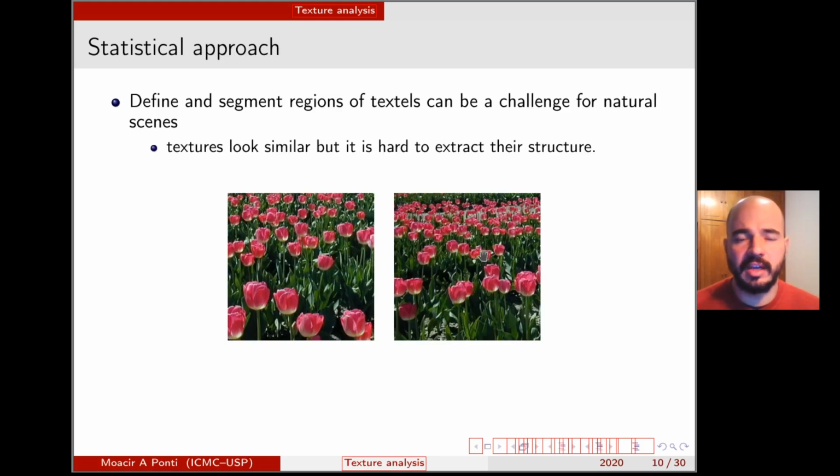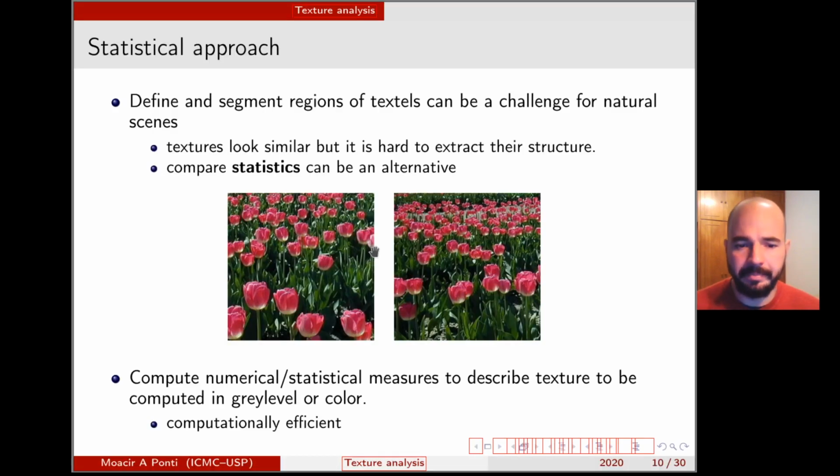In these lectures, I'm going to focus on the statistical approach. This is because defining and segmenting regions of texels can be a challenge if you want to do that by hand. So textures would look similar, but it's hard to extract their real structure. In this case, for example, we have those flowers, and it is hard to really spot and design their specific orientation, so that I can design them using a structural approach. So instead, I'm going to use statistics to compare them.